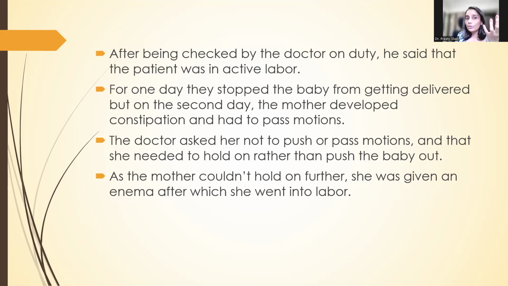The doctor on duty, when she had just gone for a checkup, said that you need to immediately admit yourself. And of course, it was too soon. It was only 24 weeks. So they were trying to see how much they could delay this labor. On day one, they were able to stop it. But then the mother developed constipation and she had to pass motions. And when she went to pass motion, the doctor said, no, absolutely, you cannot put any pressure, otherwise your baby will immediately come out.